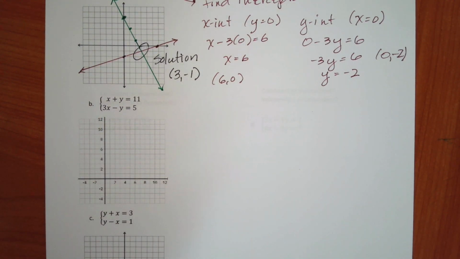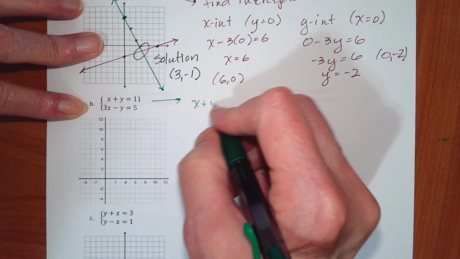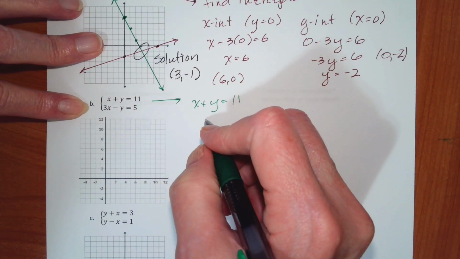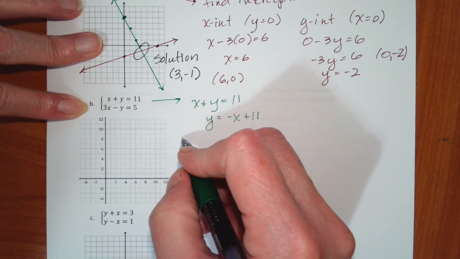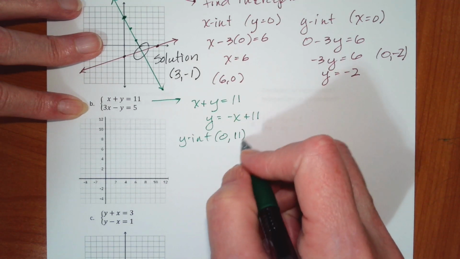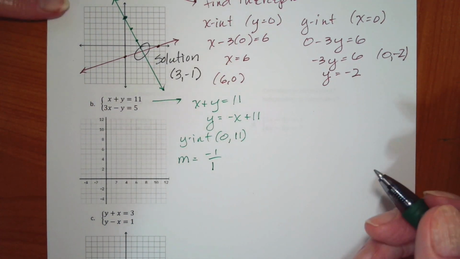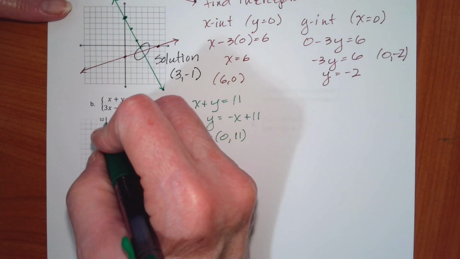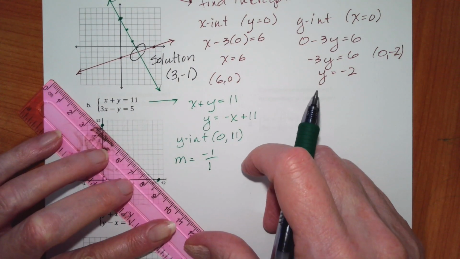Okay, if I have x plus y is equal to 11, once again, neither of these are in slope-intercept form, but I can easily take this. If I have x plus y is equal to 11, subtract x, I have y equals negative x plus 11, which tells me that my y-intercept is 0, 11, and my slope is negative 1 over 1. So I have 0, 11, and I connect my dots.